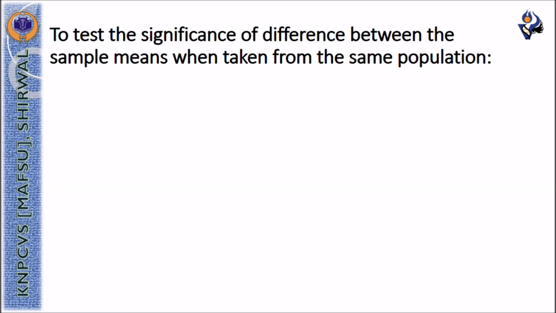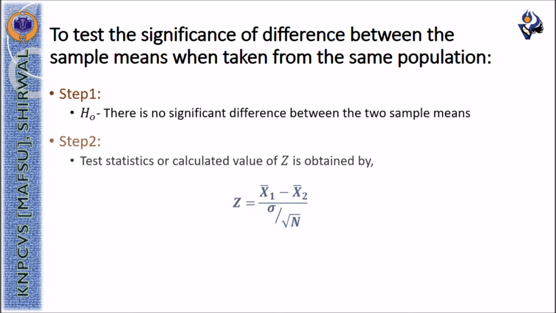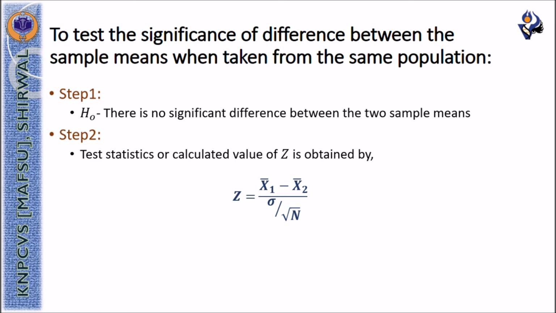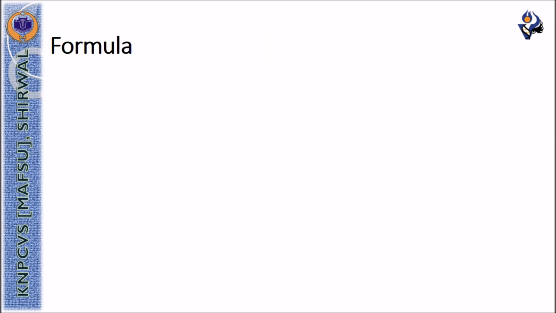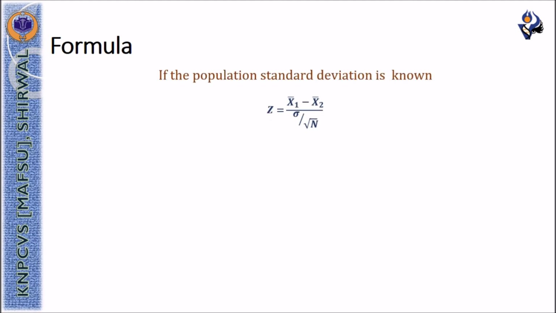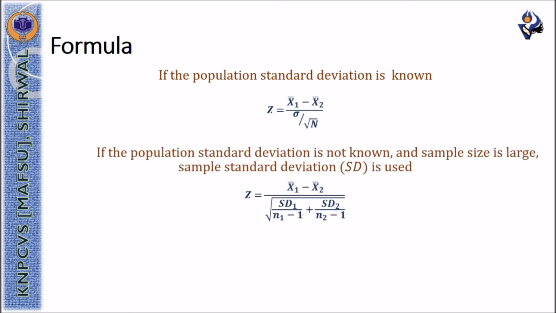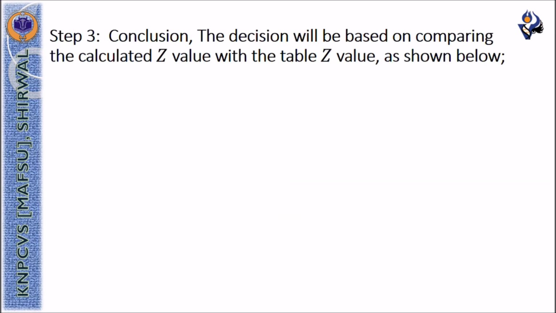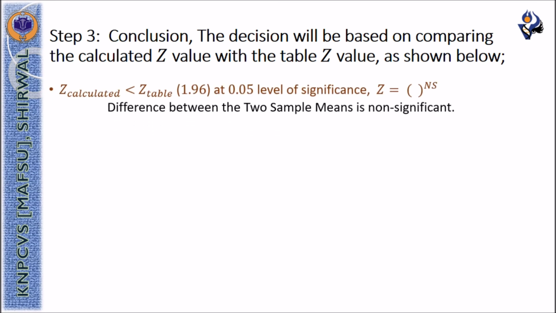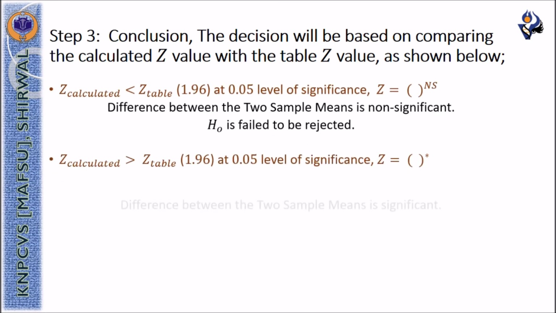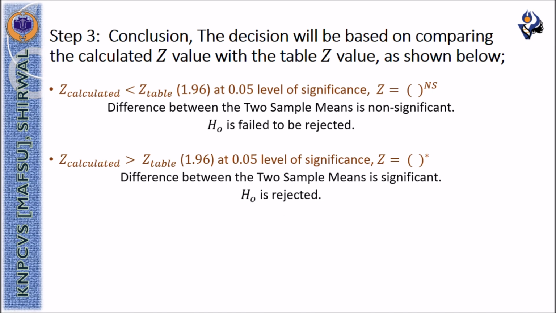Z-test is also conducted to test the significance of difference between the sample means which are taken from the same population. Here, the formula takes the shape of x1 bar minus x2 bar divided by standard deviation divided by under root capital N. Here also we can use population standard deviation if it is known, or else we can use the sample standard deviation as shown in the given formula. The decision again will be based on comparison of the calculated z value with the table z value as shown over in this slide.